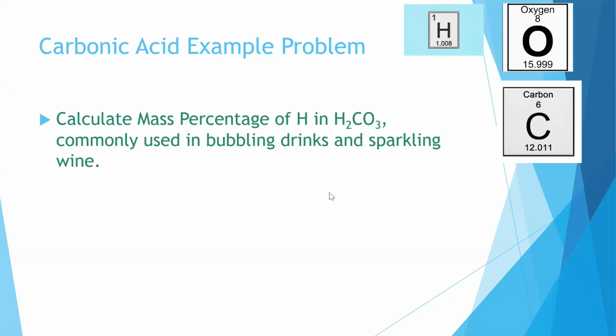So this is an example problem. Please put your answer in the chat when you finish this. Calculate the mass percentage of hydrogen in carbonic acid, which is H2CO3. And carbonic acid is commonly used in bubbling drinks and sparkling wine. So it's in Coke, Sprite, and all of the sodas that I know a lot of people like.